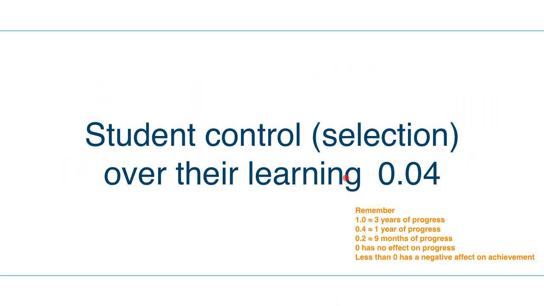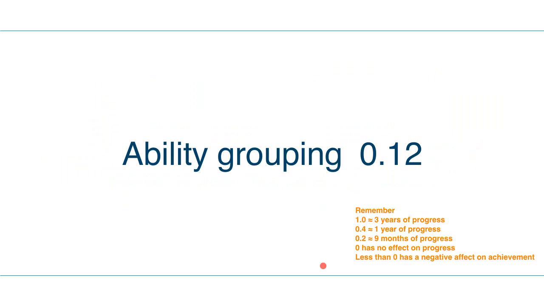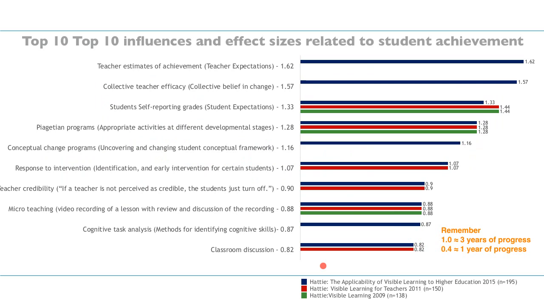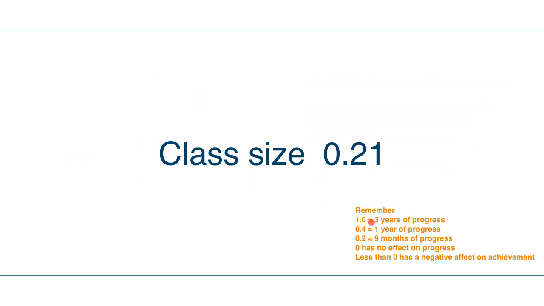Things that had very little effect, so students selecting what they are going to learn. Grouping by ability was shown to have not much effect at all. Class size really doesn't matter that much. And actually, if I go back to that class size one, you can obviously argue extremes on that, if you've got classes of 200 or if you've got classes of 3, but within normal class size ranges, it doesn't really have a great effect on the students' progress.